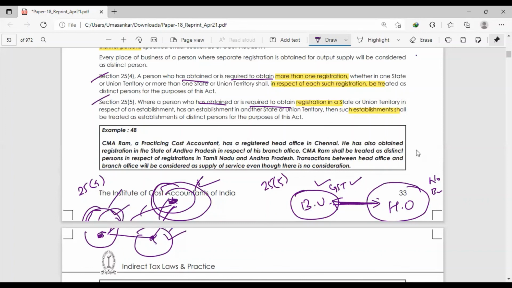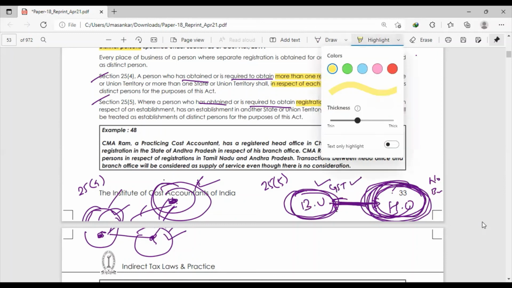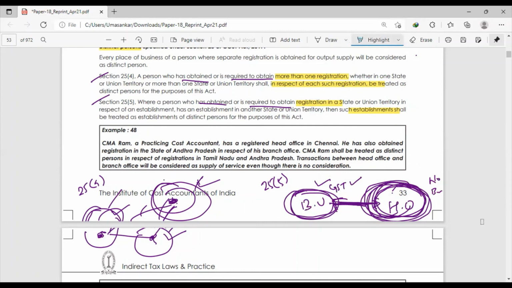So this establishment is not registered under GST, so this will be considered as an establishment of distinct person. This is a distinct person as it is already registered under GST. So how is it related to this unit, the head office? Because there is no business and there is no GST registration, this relationship is called establishment of distinct person. So this is the difference between these.